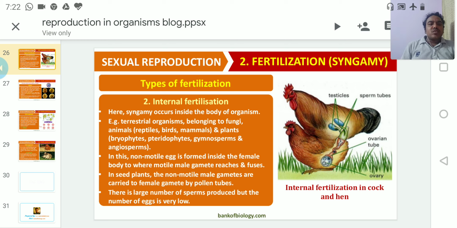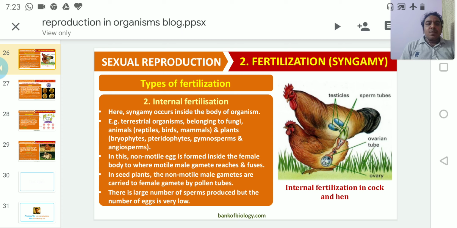This type of fertilization we can see especially in terrestrial organisms, also belonging to the fungi, and higher animals like reptiles, birds or aves, and higher mammals. And higher plants like bryophytes, pteridophytes, gymnosperms, and angiosperms. Almost all the higher plants and higher animals show internal fertilization. In internal fertilization, a non-motile egg is formed inside the female. Non-motile means it doesn't move anywhere.